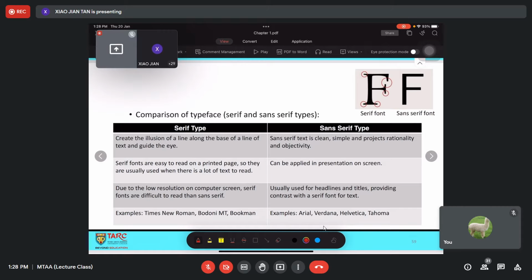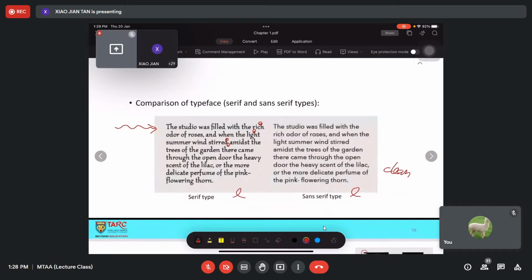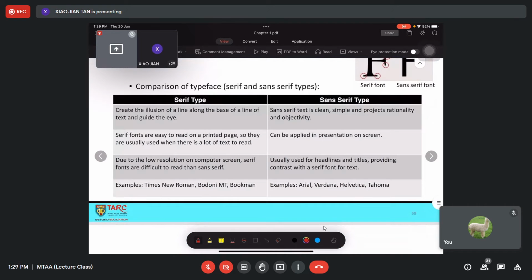And sans serif type. Sans serif text is clean. As I mentioned just now, it is very clean without any decorations, simple, and projects rationality and objectivity, and can be applied in presentations on screen. It is usually used for headlines and titles, providing a contrast with a serif font used for text. So usually, sans serif is used as the main title. The reason is that it is very clean and easily catches the attention of readers.